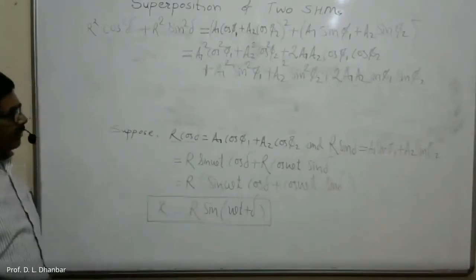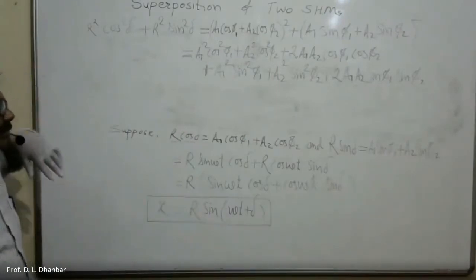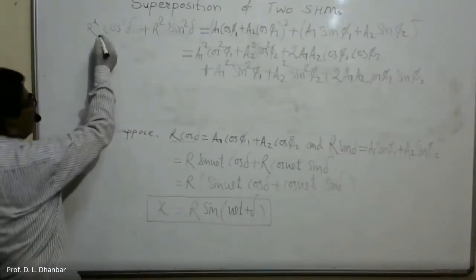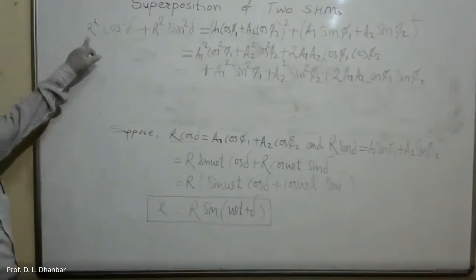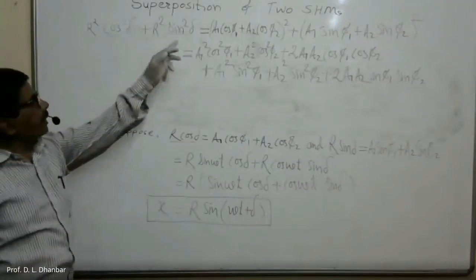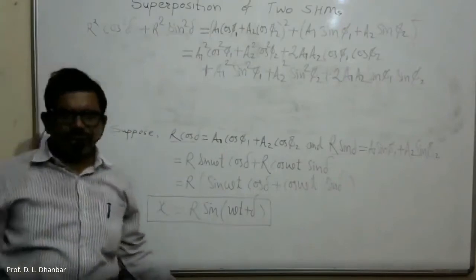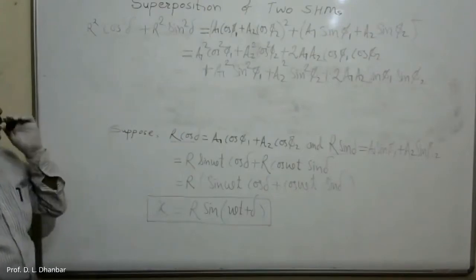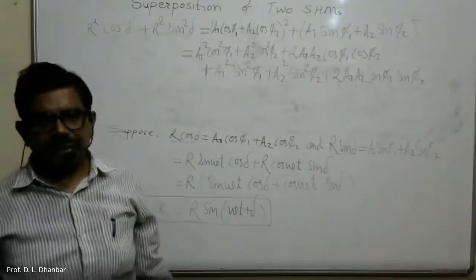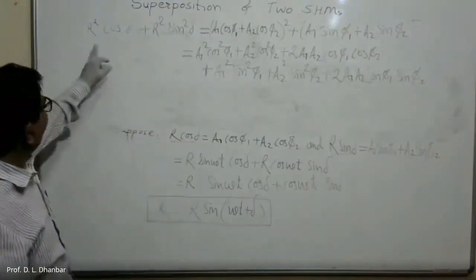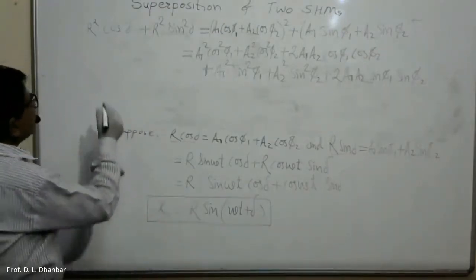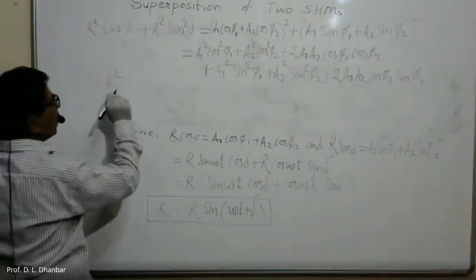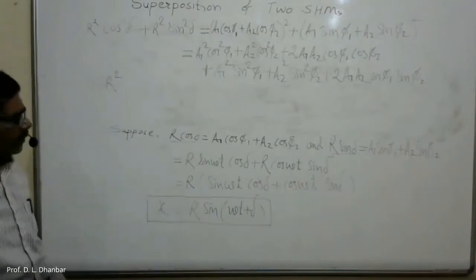Okay, so A1 square sin square phi 1 plus A2 square sin square phi 2 plus 2 times A1 A2 sin phi 1 sin phi 2. If you take out R square common, then you will get cos square delta plus sin square delta. This is one trigonometric identity, in which sin square theta plus cos square theta is equal to 1. So if you take out R square as a common, then here you will get R square into 1, because sin square delta plus cos square delta is equal to 1.